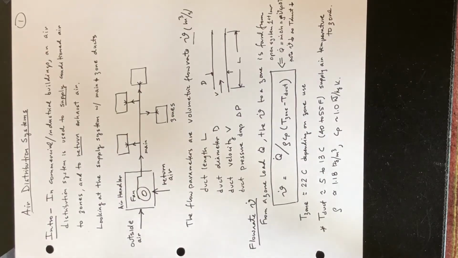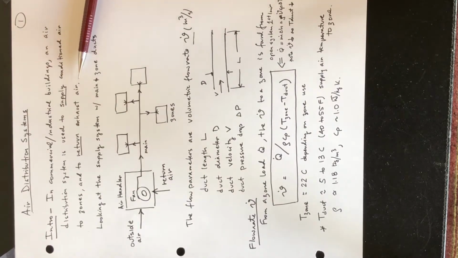Good day. This week's classes are on air distribution systems. And why are we studying them? Well, in commercial and industrial buildings, an air distribution system is used to supply conditioned air to zones and also to return the exhaust air.